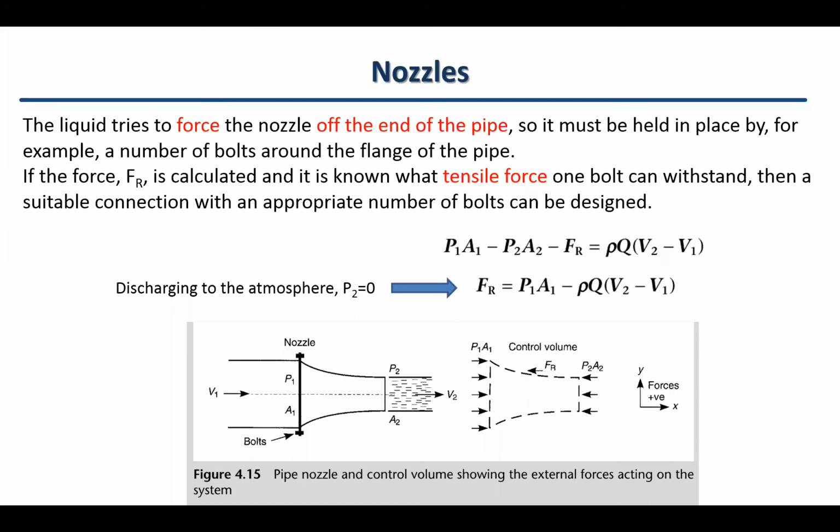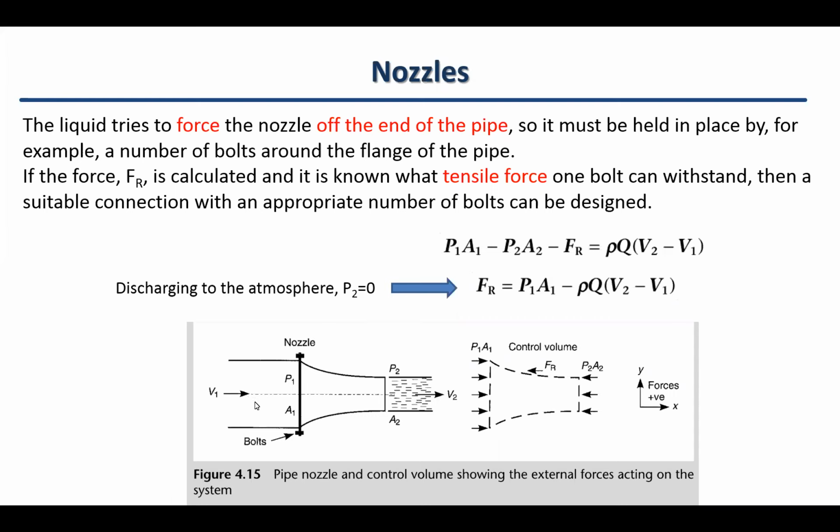Okay, let's look at some review of nozzle or momentum equations, and we're just going to see some examples here. First of all, we're just going to review what nozzles are. In nozzles, we have a clear example of a momentum equation. You can see the nozzle. There's a lot of liquid trying to force the nozzle off the end of the pipe.